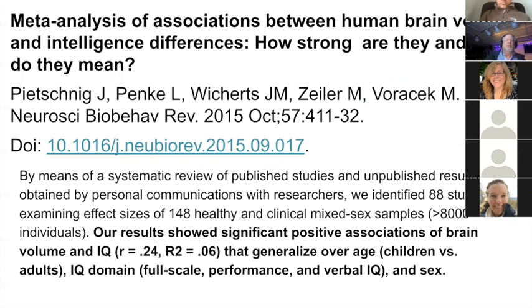Anyway, so from that huge literature, our group, over the past few years, has identified a handful of exemplary publications from the literature that look at the question of IQ and brain features of various sorts.